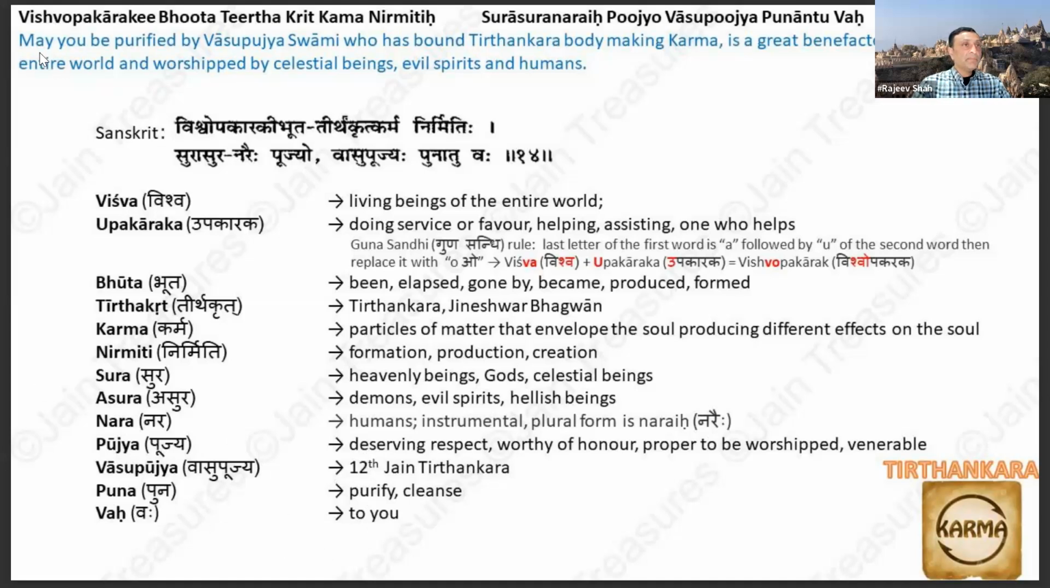So this verse says, may you be purified by Vasupujya Swami, who has bound Tirthankar body making karma and is a great benefactor to the entire world and is worshipped by the celestial beings, evil spirits, and human beings. So all these three classes of beings are worshipping the Tirthankar. Bhagwan is a great benefactor to the entire world. So that's another quality. And the last line says, may you be purified, or may your karmas be destroyed. May you be blessed by Vasupujya Swami, who has bound the Tirthankar body nam karma.